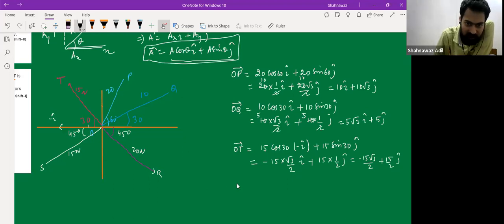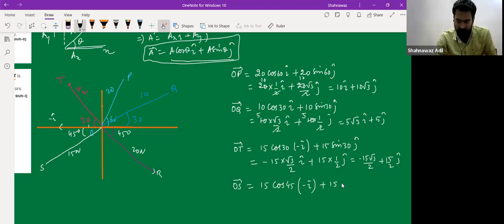Okay, now what is left? OS. This is both in the minus, right? Minus i and minus j. So OS would be: 15 is the magnitude, and 15 cos 45 in the minus i hat direction, and then 15 sin 45 in the minus j hat direction.